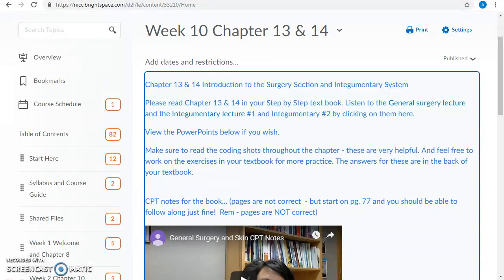Pilonidal cyst is talked a little bit about on page 368. You can read about that. Introduction is more, and you see some of these bold terms here, tattooing, tissue expanders, implantable contraceptives. That would be an introduction as well.